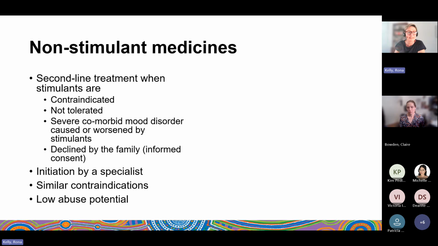So we can't give future prescriptions by a non-specialist unless the first one's been prescribed by a specialist. And so they're considered when stimulants are contraindicated for medical reasons, if stimulants really aren't tolerated, if there's been a comorbid mood disorder that's been caused by the stimulants or made significantly worse. And there are some families that really have an aversion to even trying stimulants, and after giving them informed consent about safety and about effectiveness, they're still not keen, then that's where we would consider non-stimulants. And also important as compared to stimulants, there's quite a low abuse potential for these.